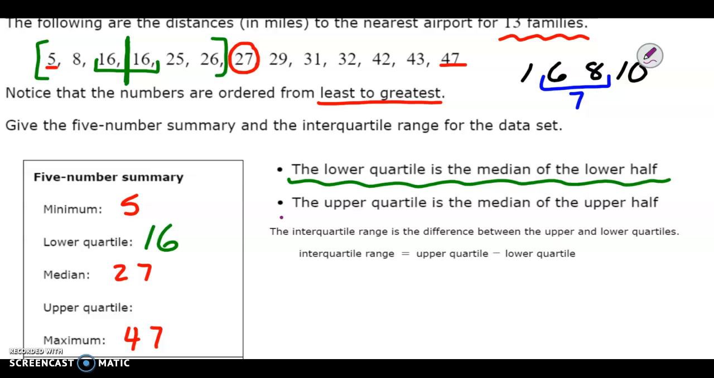And then the upper quartile is the median of the upper half. So now we're talking about these 6 values. Okay, well, your 2 middle values are 32 and 42.